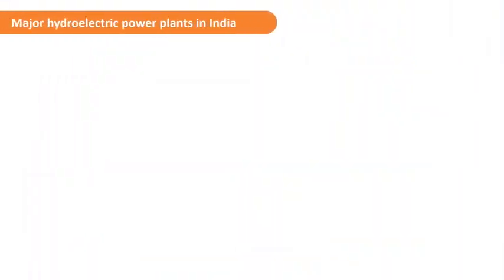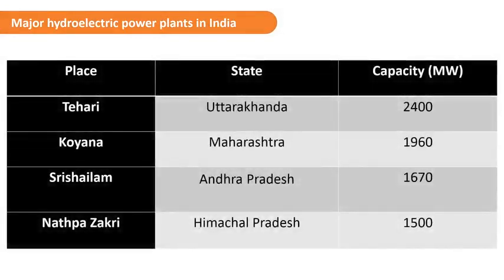uninterrupted power generation. Major hydroelectric power plants in India are: Tihri in Uttarakhand, with a capacity of 2400 megawatt of electrical energy. Koyana in Maharashtra, with a capacity of 1960 megawatt. Srisailam in Andhra Pradesh, with a capacity of 1670 megawatt. Nathpa Zakri in Himachal Pradesh, with a capacity of 1500 megawatt.